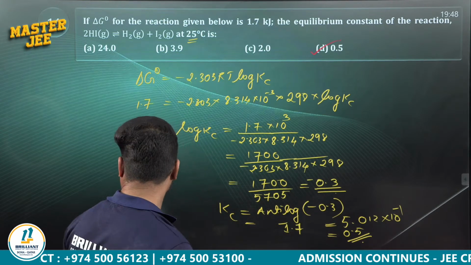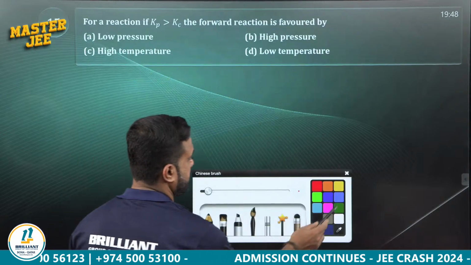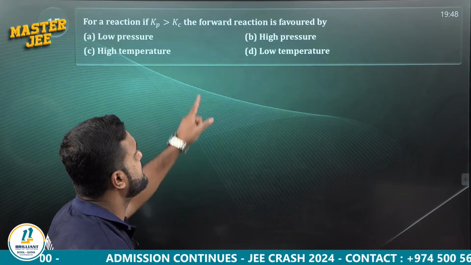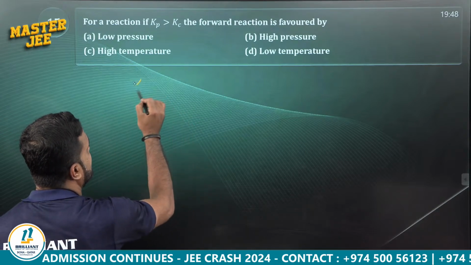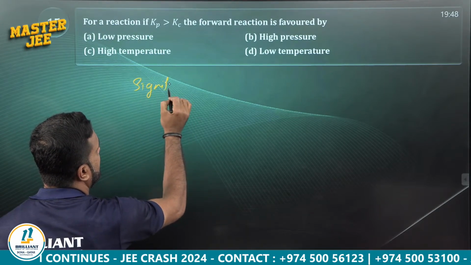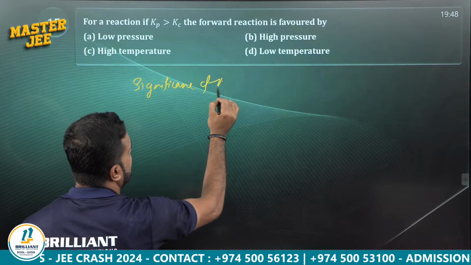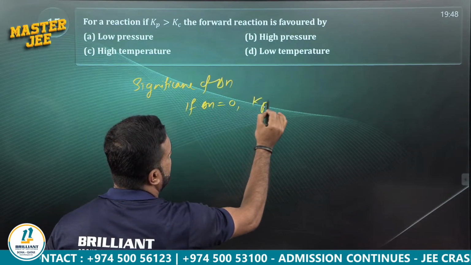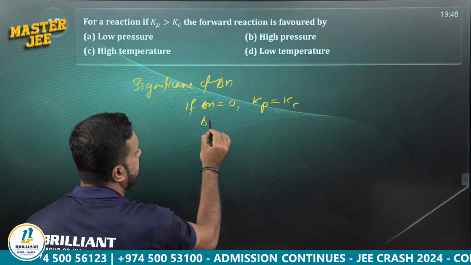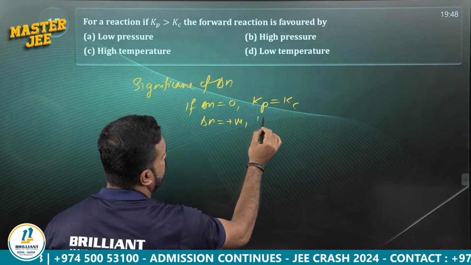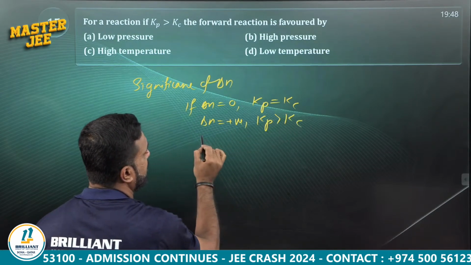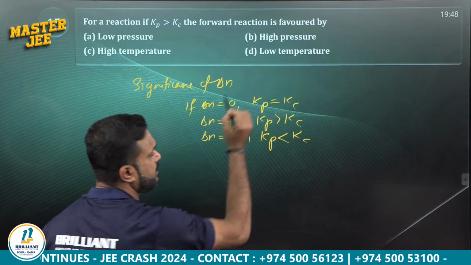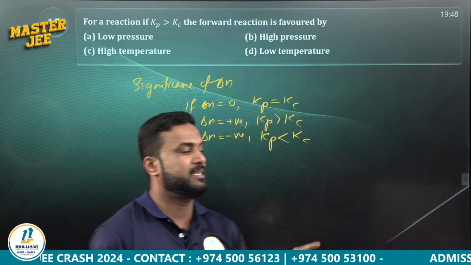Yeah, then we will go to question number 15. For a reaction, if Kp is greater than Kc, here they are asking about the significance of delta n. If delta n is equal to 0, then Kp equals Kc. If delta n is positive, then Kp is greater than Kc, that we learned. If delta n is negative, then Kp is less than Kc. This is the significance of delta n in every reaction.